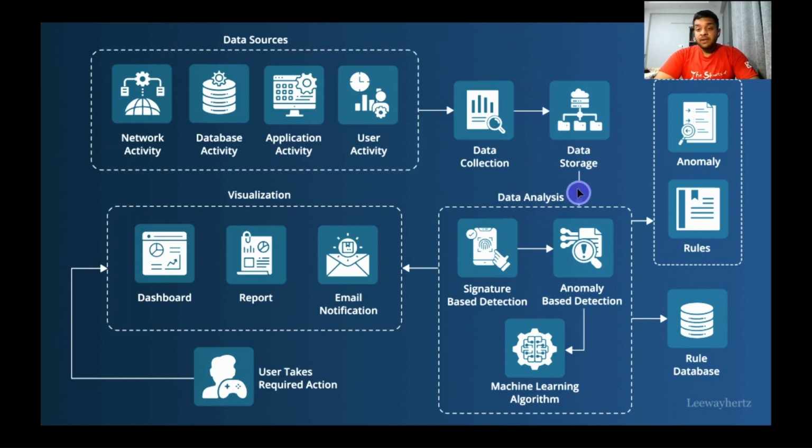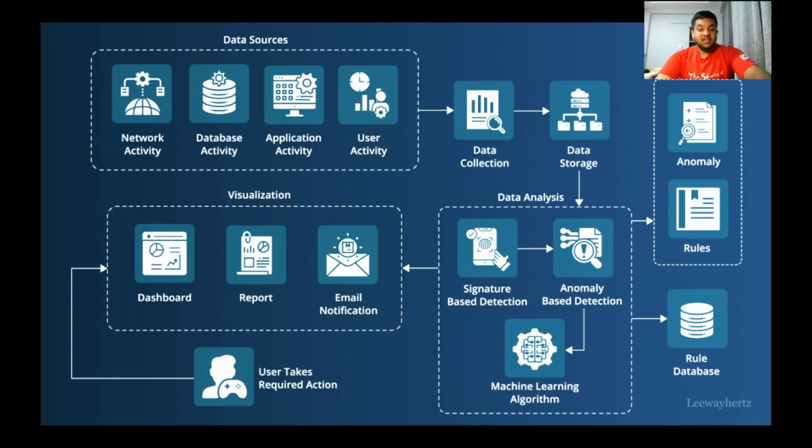Next, the fourth step, which is the main step, is data analysis. This is where machine learning kicks in. It is basically split into three parts. First is signature-based detection, second is anomaly detection, third is a machine learning algorithm. So first we look at signature-based detection. Basically, it works like an antivirus. It matches known attack patterns. It is efficient for known threats but not great for new ones. Like if a previous attack has happened, it will detect it, but if a new attack is happening, we cannot detect it.